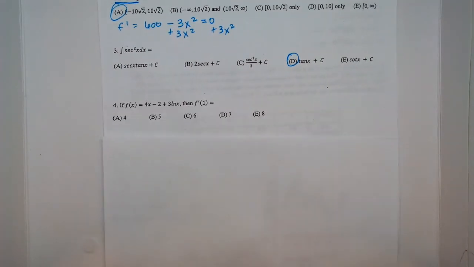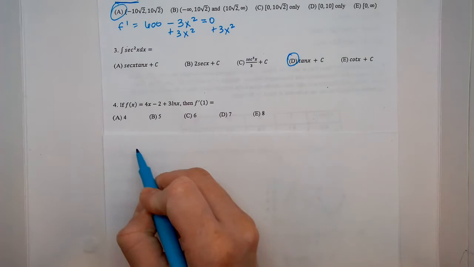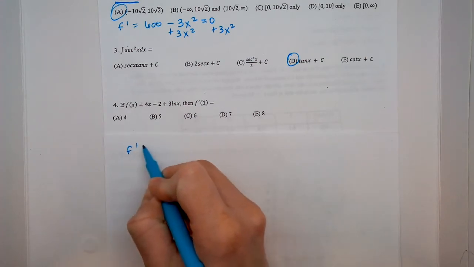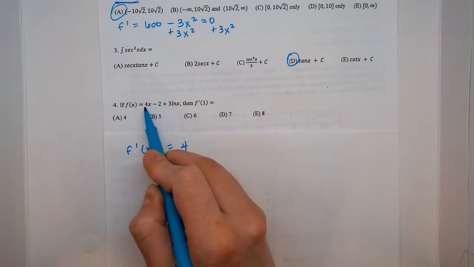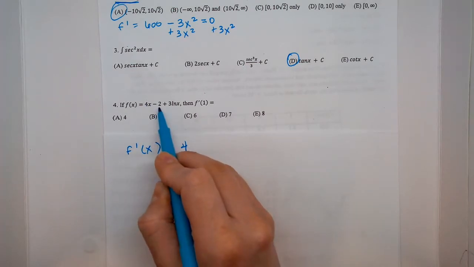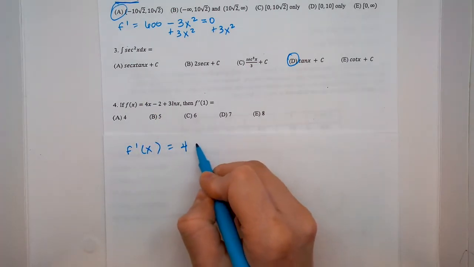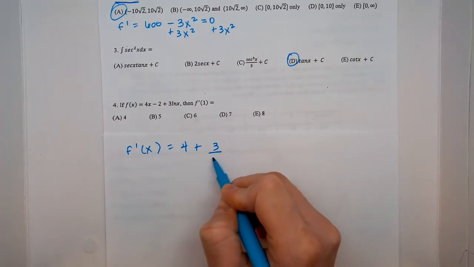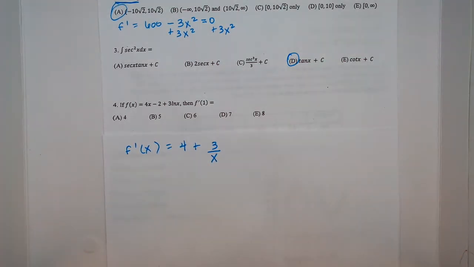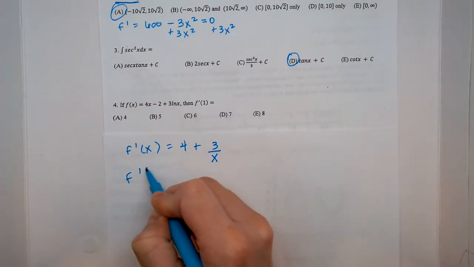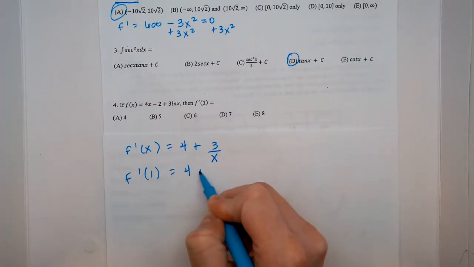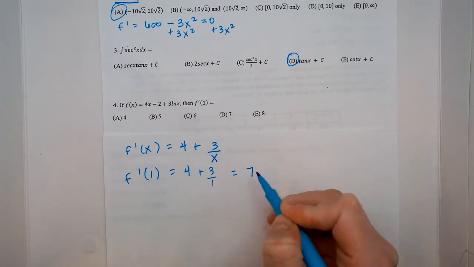Okay, number 4, if f of x is equal to 4x minus 2 plus 3 ln x, then f prime of 1, excuse me, is equal to. First we have to find f prime of x, which would be 4. The derivative of 4x is 4, the derivative of 2 is 0, the derivative of 3 ln x is 3 times 1 over x, or 3 over x. Now it says to find f prime of 1, so we plug in 1 for x, and we have 4 plus 3 over 1, which is 7.